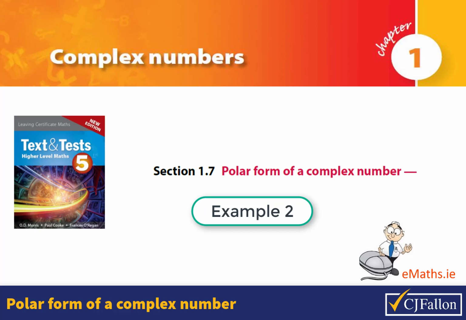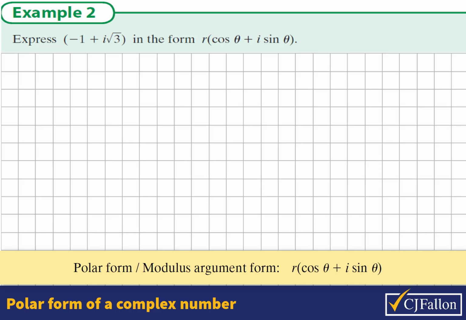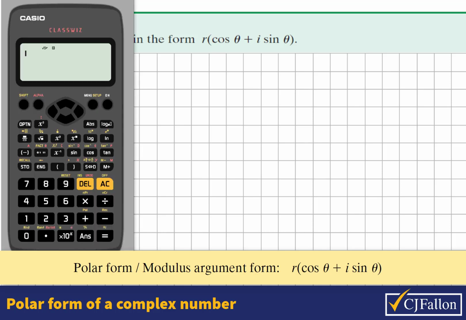The polar form of a complex number, example 2. We're to express -1 plus i root 3 in polar form. We might have a sketch of this first on an Argand diagram.